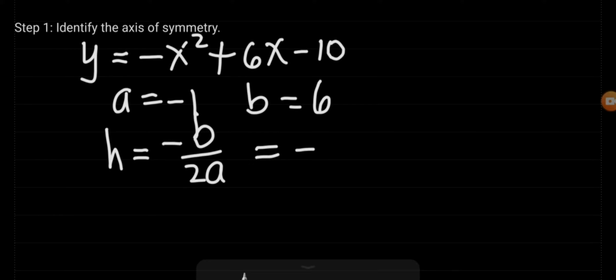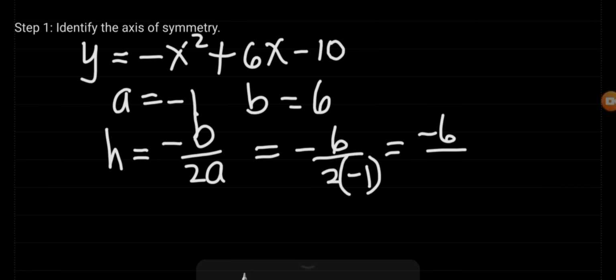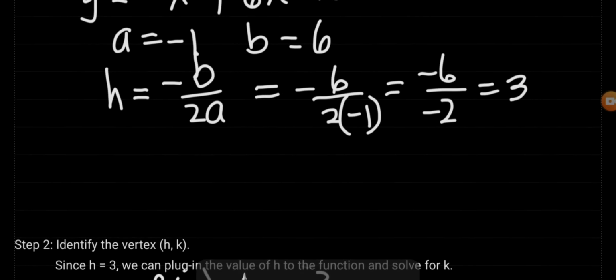So b is positive 6, over 2 times negative 1. So negative 6 over 2 times negative 1 is negative 6 over negative 2, which is positive 3. So the value for h is positive 3.